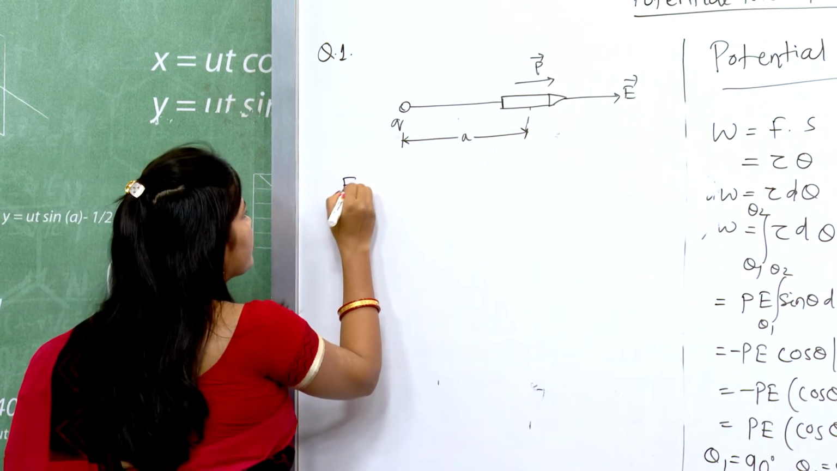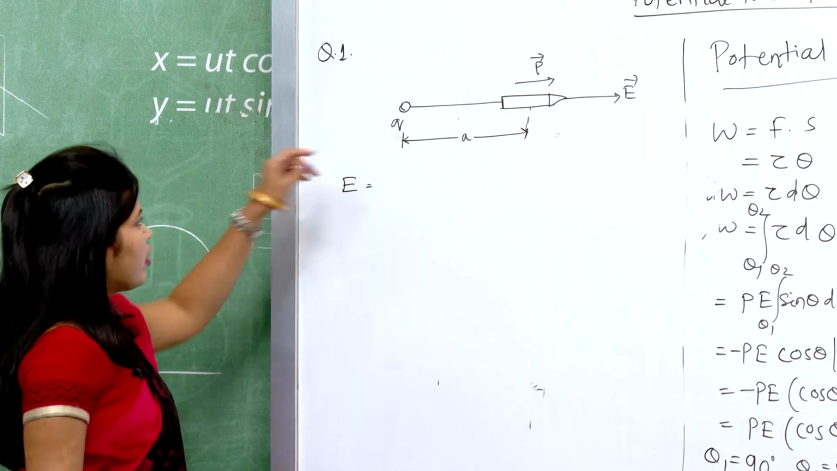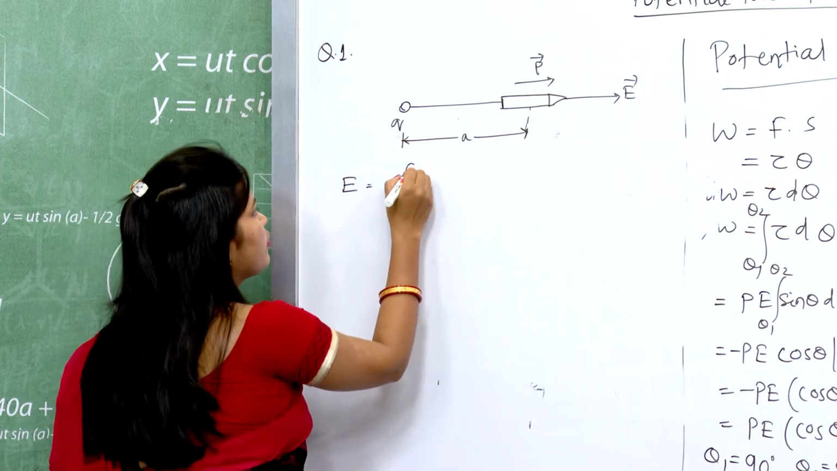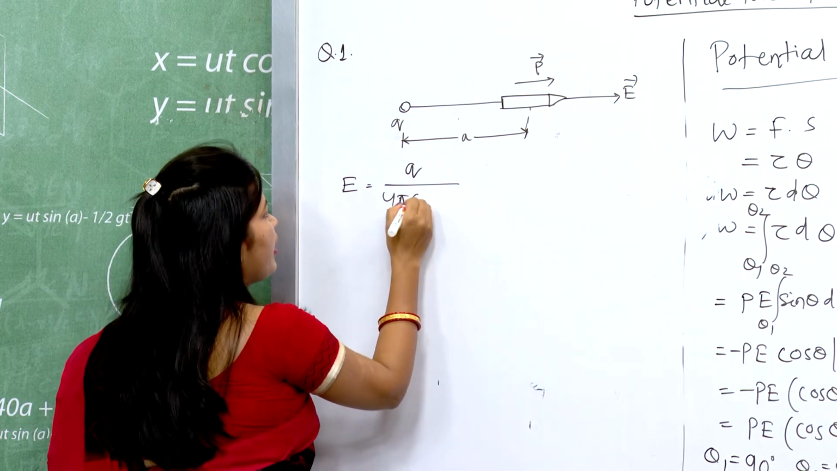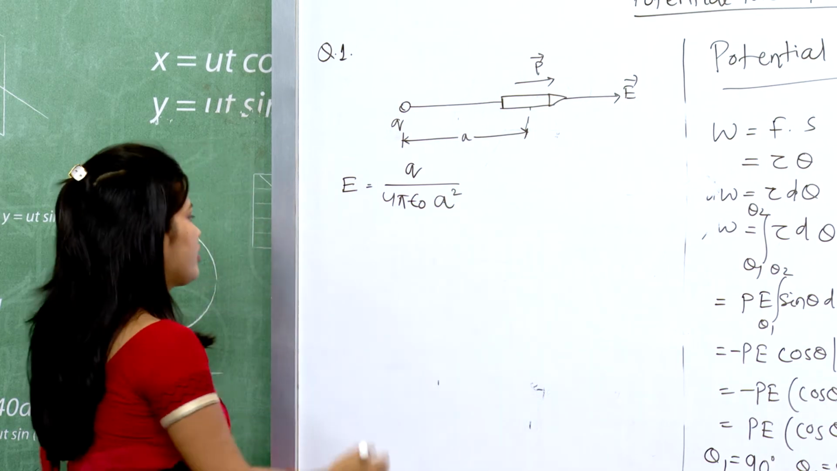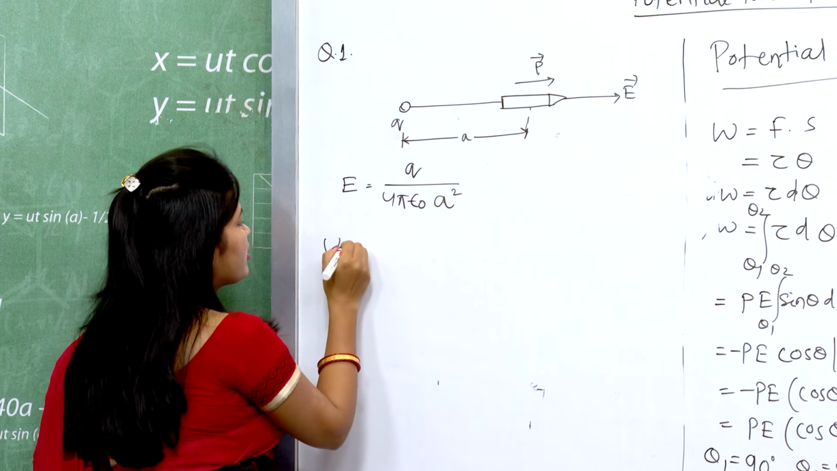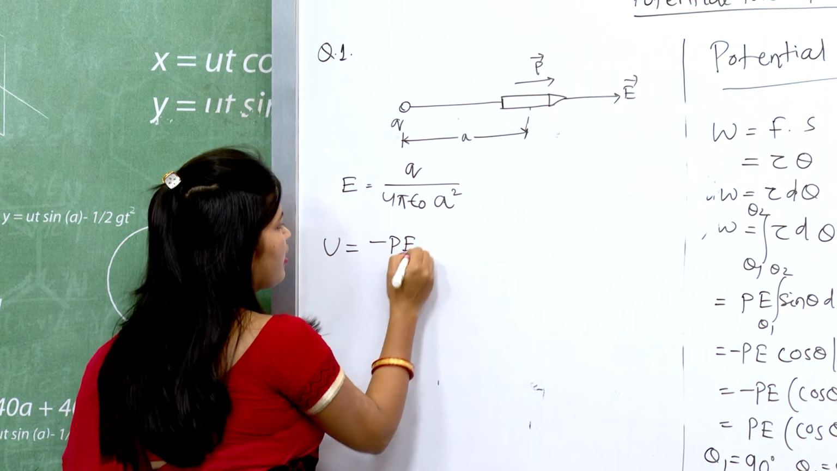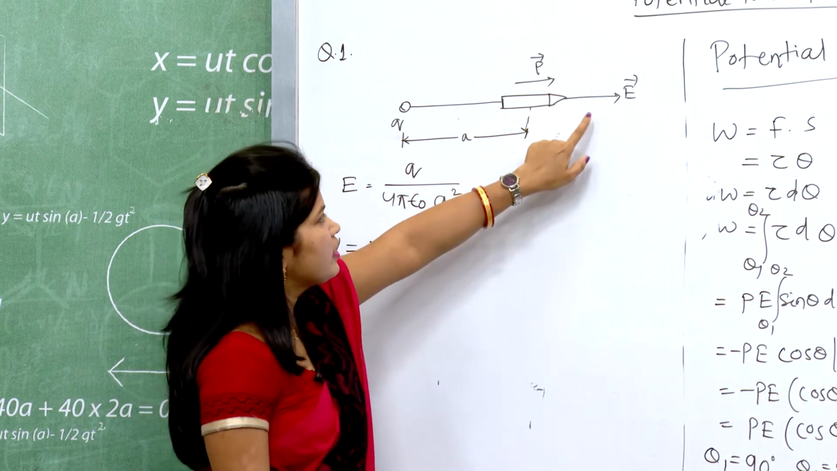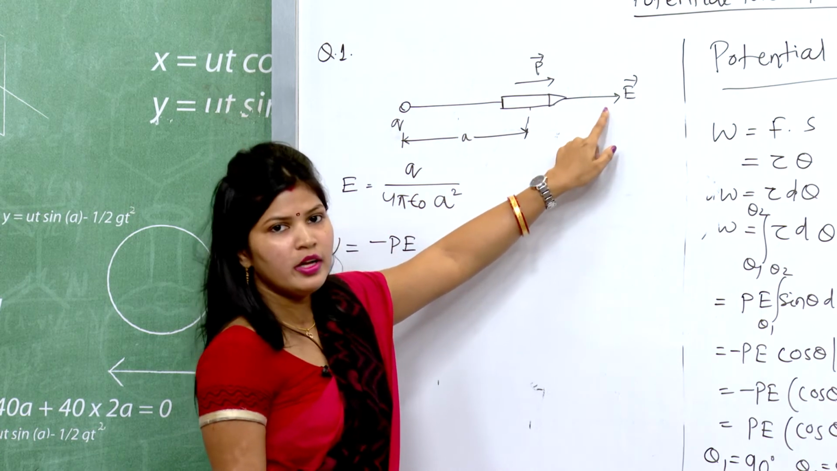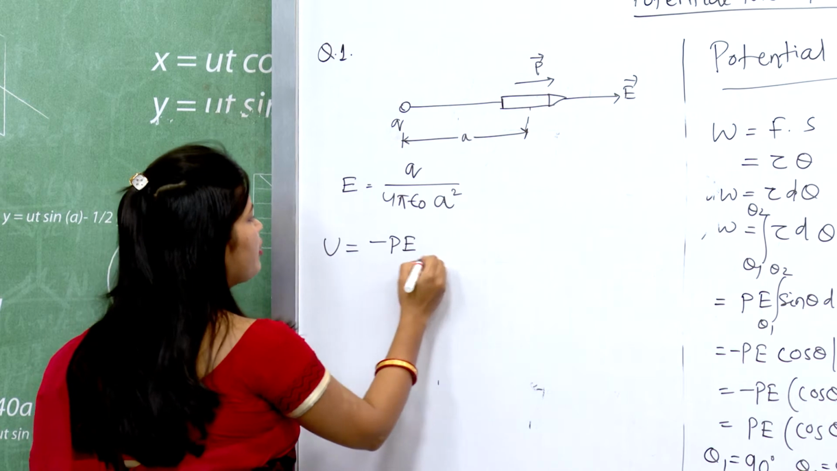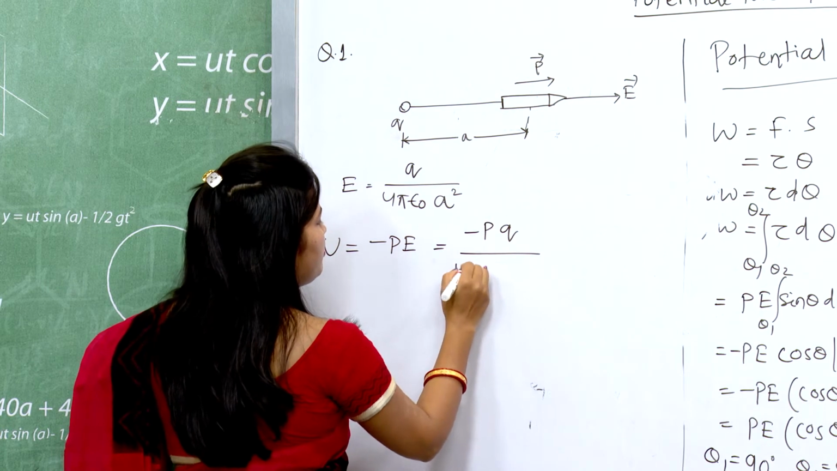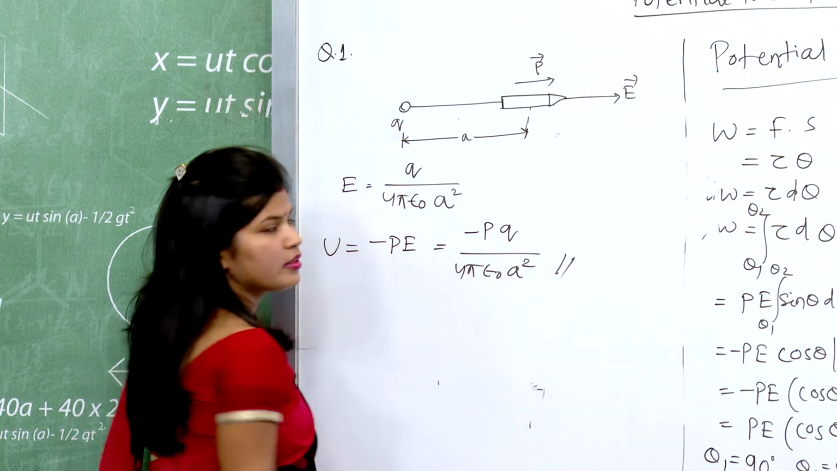First, what is the electric field? The electric field due to the point charge at the center of the dipole is E equal to q upon 4 pi epsilon naught A square. So, the potential energy of the system is minus P E cos of the angle, which is 0 as the dipole moment and electric field are in the same direction. So cos 0 is 1, and minus P E equals minus P q upon 4 pi epsilon naught A square. This is the answer.